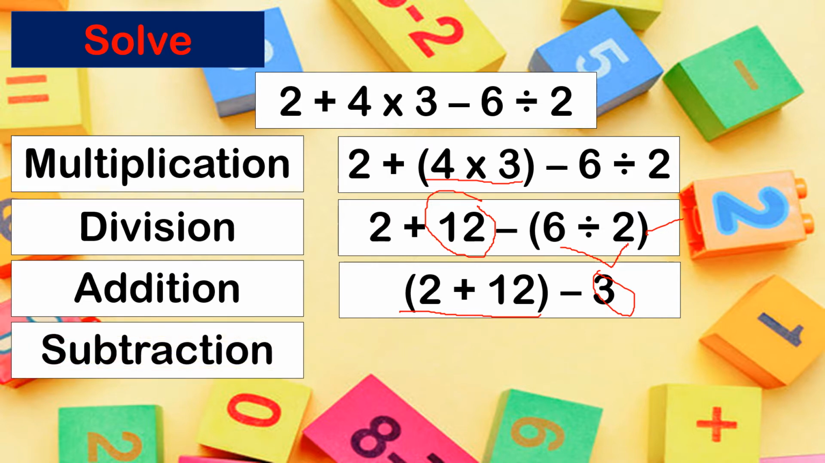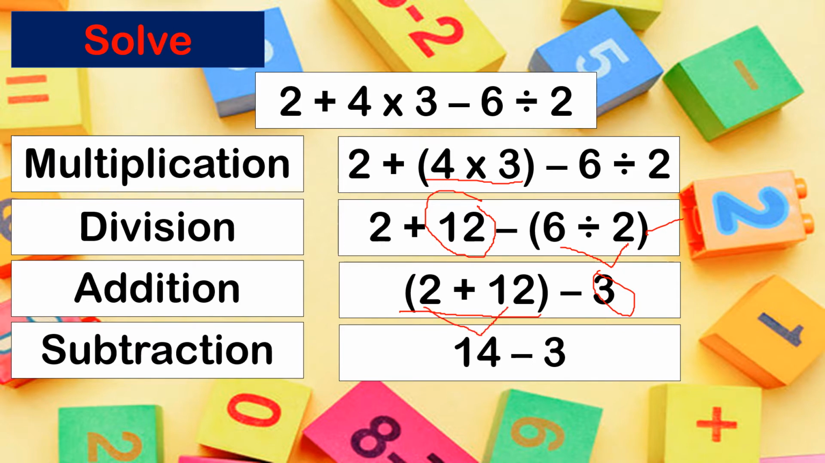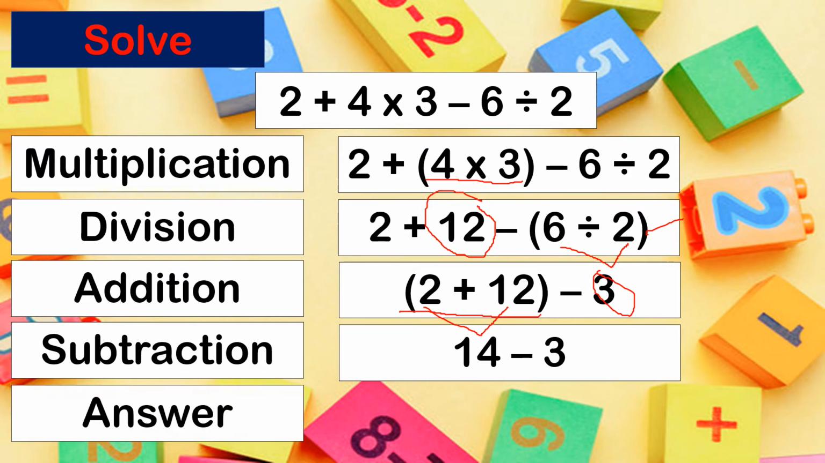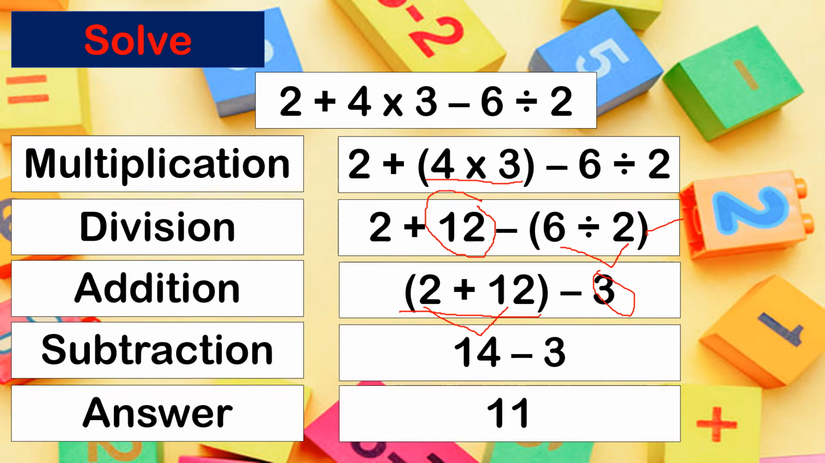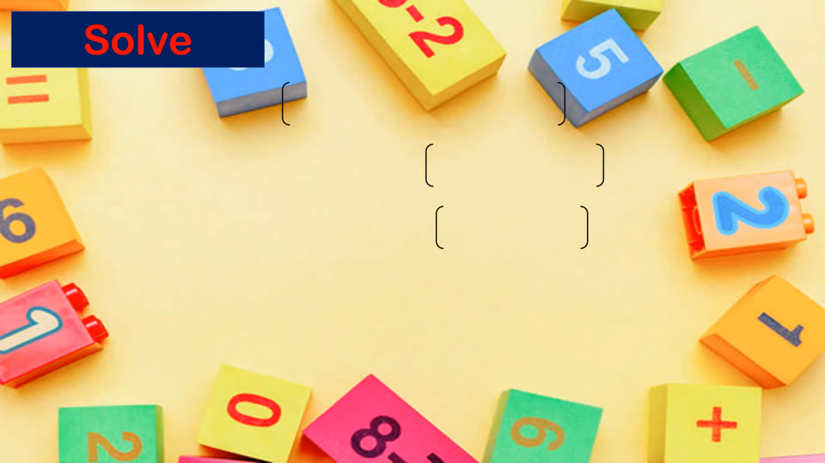Next is subtraction. So, 14 minus 3. Saan galing yung 14? 2 plus 12 equals 14, minus 3. So, the answer will be 11. 14 minus 3 equals 11. So, ang ating rule is MDAS: multiplication, division, addition, and subtraction. Another example.